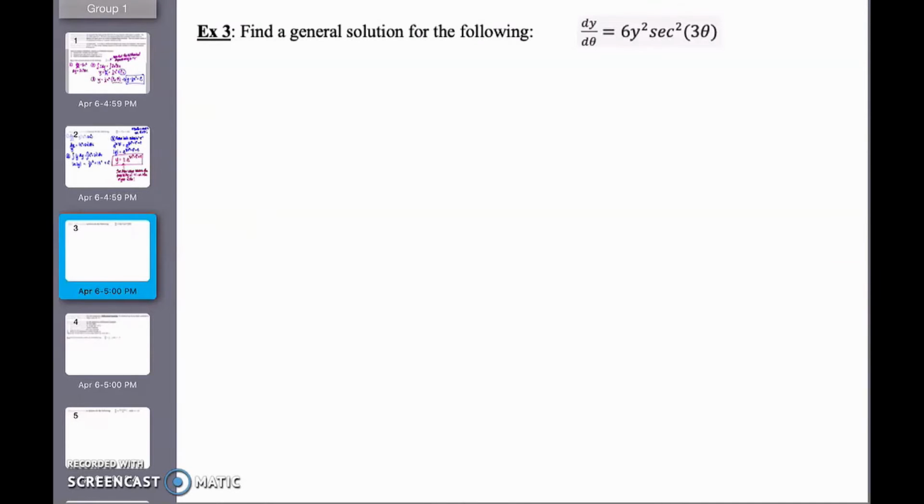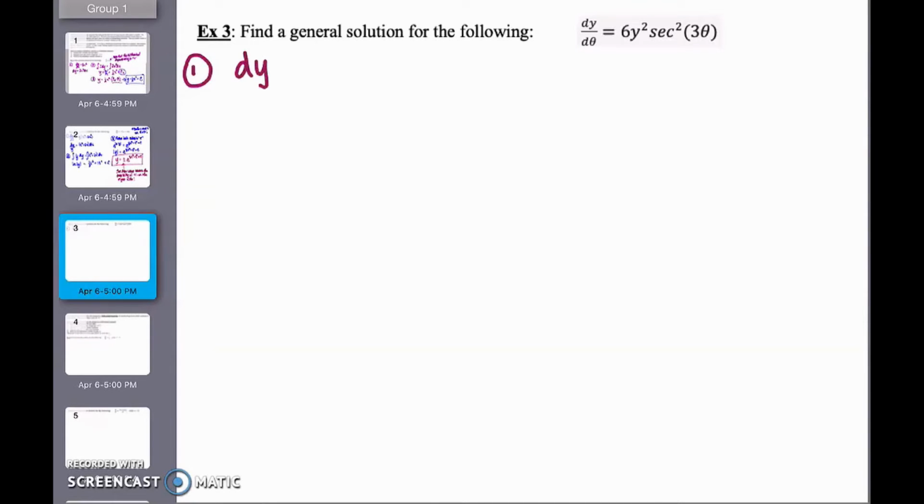Okay, we're going to find a general solution. This time we have dy d theta, so y is our dependent variable, theta is our independent variable. And on the right-hand side of the equal sign, we have 6y squared secant squared 3 theta. So we do have both variables mixed together on our right-hand side. So again, step one is going to be to separate.